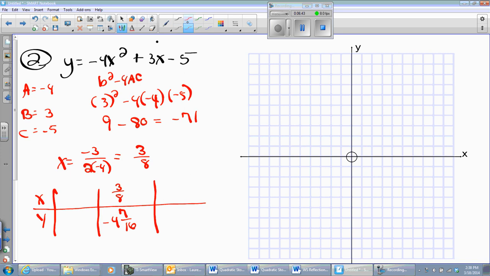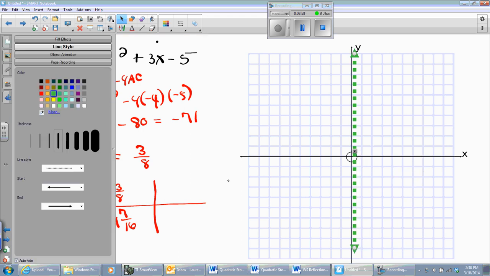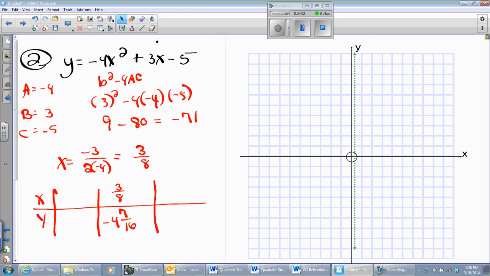And so 3/8 is where my line of symmetry is. 3/8 is going to be just shy of a half, and that's kind of big and bulky. It's hard to know I'm at 3/8. So I think I'm going to make him a little bit thinner on this particular problem. So 3/8 will be about there. Okay, pretty close, not exact.